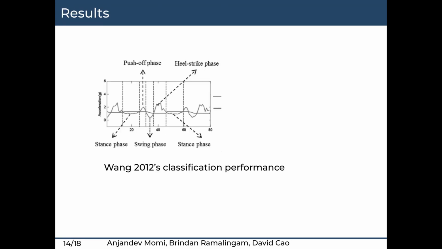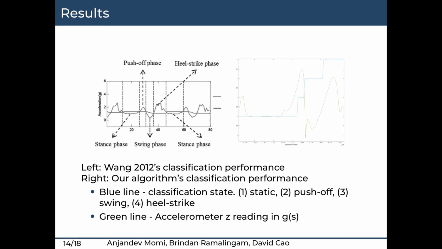Here we have the classification performance of the gait cycle phases from the original paper. On the right, we now have our algorithm's performance of classification of the gait cycles. The green line is the value of the accelerometer in the z-axis. The blue line is the classification. 1 is static, 2 is push-off, 3 is swing, and 4 is heel strike. Push-off is classified as too short when compared to the original paper, but this can be fixed by tweaking the standard deviation of 1 in objective 1. Overall, we were able to reproduce the results of the original paper, and our results are very promising.